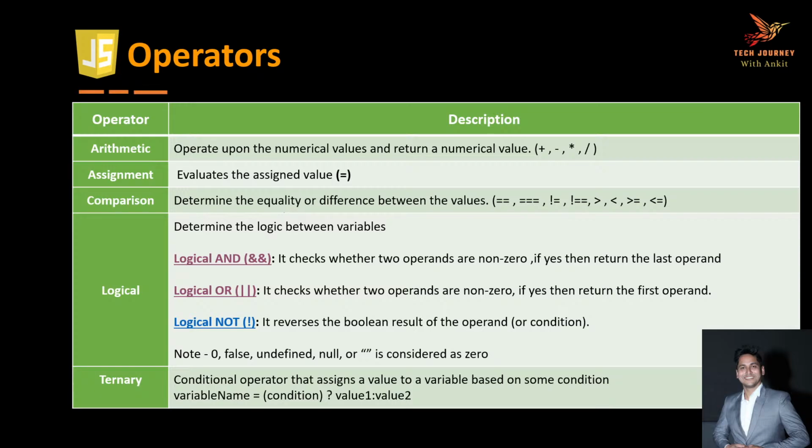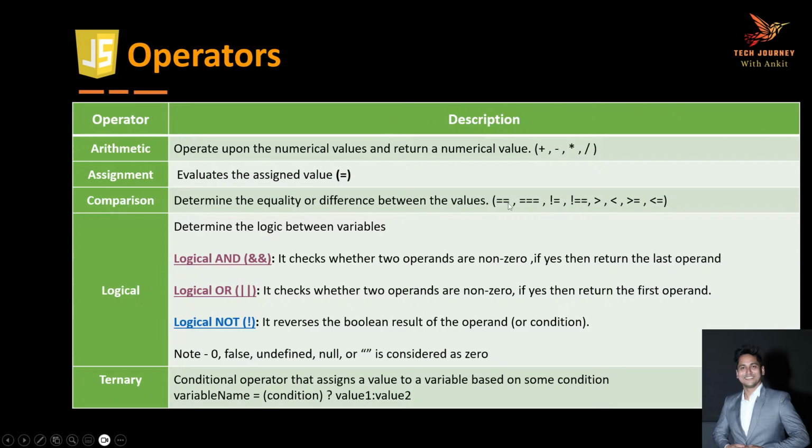Now, let's talk about other operators available in JavaScript. We have a few operators like the arithmetic operator. Whenever you have to perform any arithmetic operation like addition, subtraction, multiplication and division, then you should use the arithmetic operator. Another one is the assignment operator. Whenever you have to assign the value from one variable to another variable, then you should go for the assignment operator. Whenever you have to compare the values, then you should go for the comparison operator.